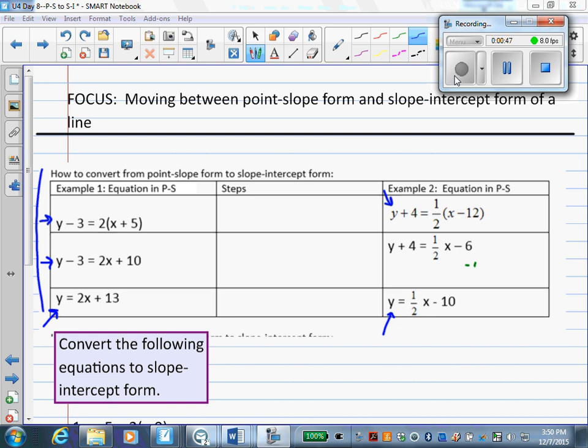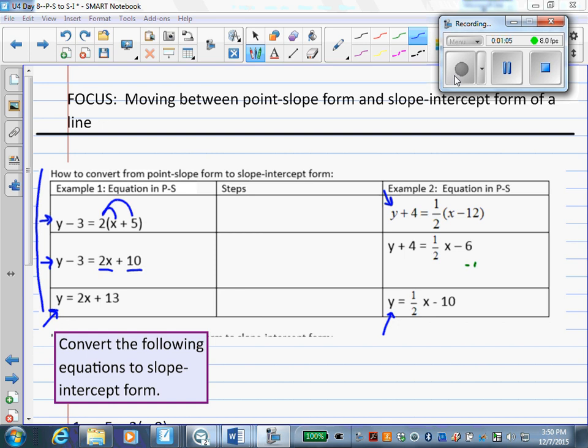So if we look carefully at this middle row, it goes from y minus 3 equals 2 times x plus 5 to y minus 3 equals 2x plus 10. And if you think carefully about what happened to get from that top line to that second line, it seems like the 2 was just distributed. 2 times x makes the 2x, 2 times 5 makes the plus 10.